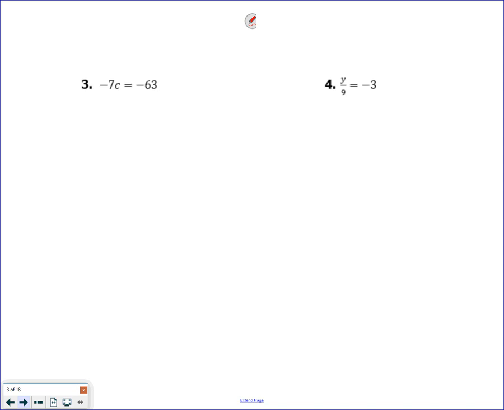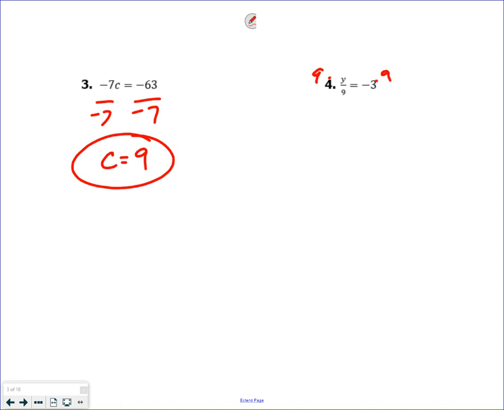Next one, negative 7 times c, so the inverse operation would be to divide by negative 7. Inverse operation in number 4, you're going to multiply both sides by 9. That will get rid of the fraction below. You get negative 27.